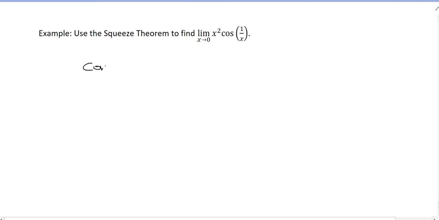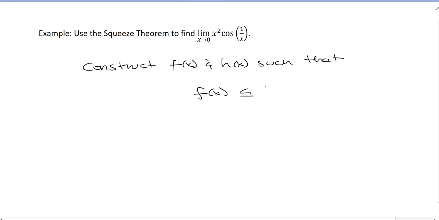So we want to construct f of x and h of x such that f of x is between our function. So that's what we want, and then take the limit that we want. So the limit as x goes to 0, and then go from there. This is a little bit tricky because it's like, where do you even start? But we have to work with what we know.